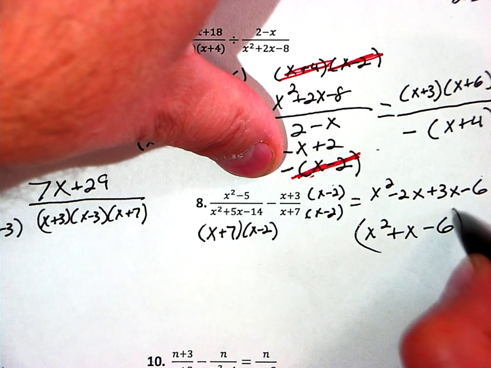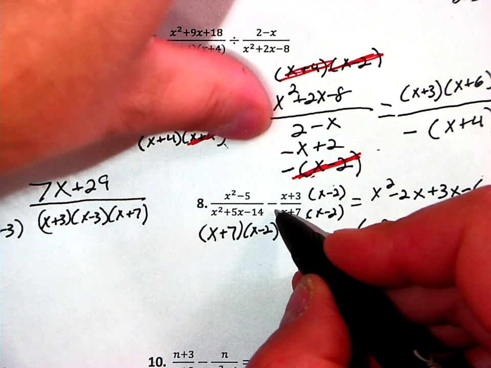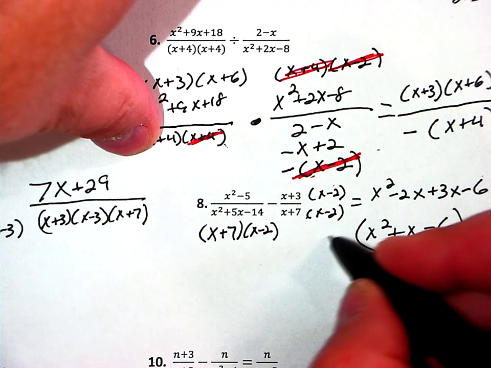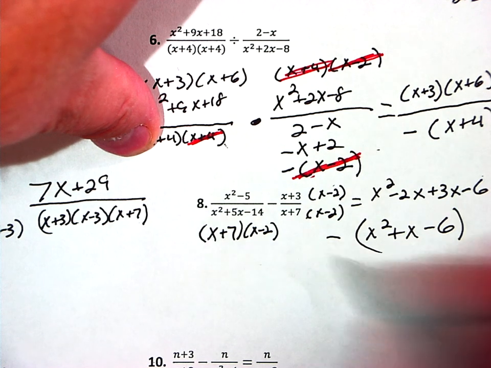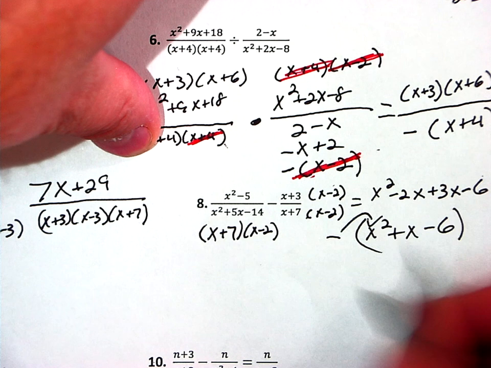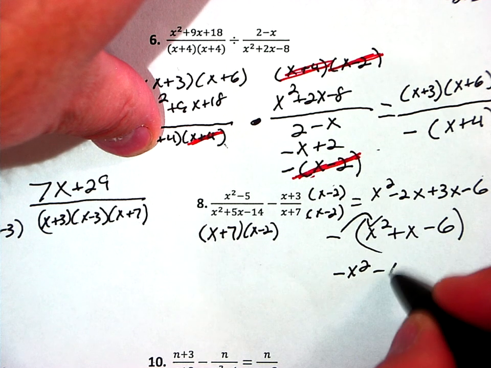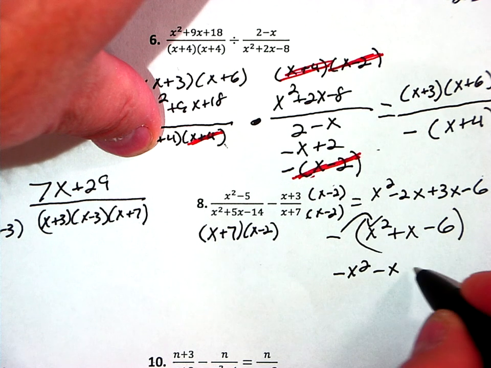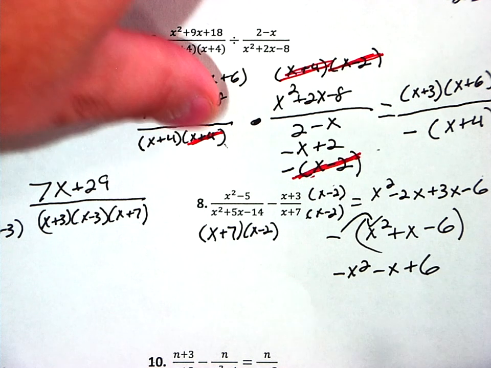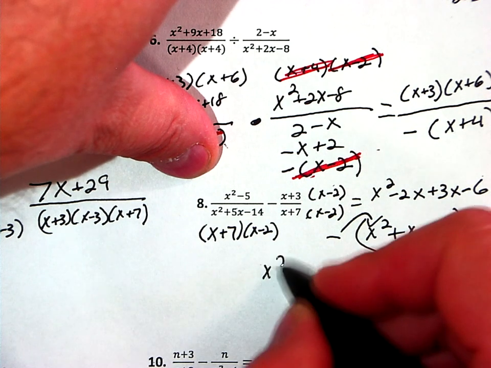And I'm going to put that in parentheses. I just combined them. That's all. So that minus sign, what do I have to do with that minus sign now? It needs to be distributed to the second part. Okay. So negative times x squared is negative x squared. Negative times x is negative x. Negative times negative 6 is positive 6. So now I can finally bring down my x squared minus 5.